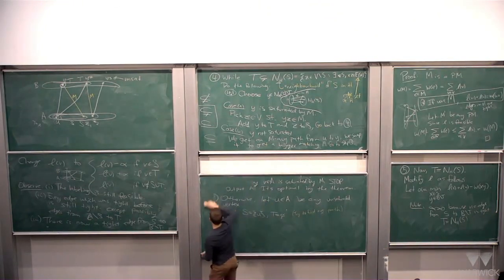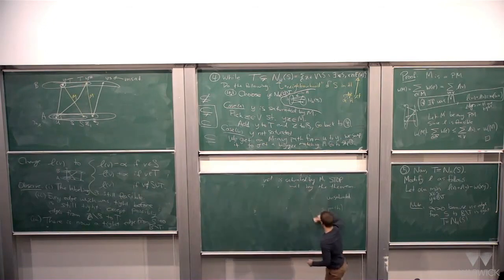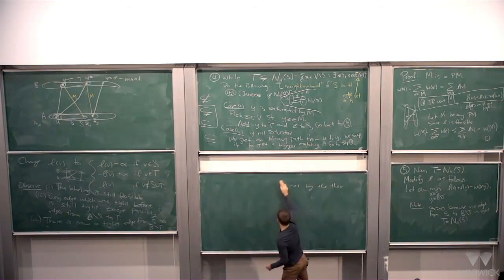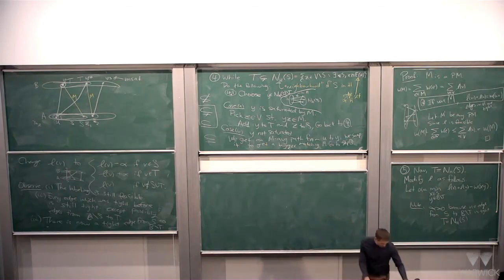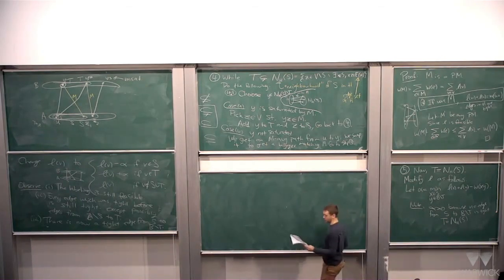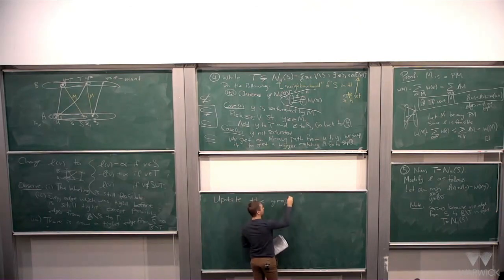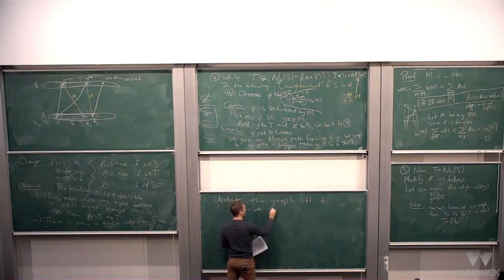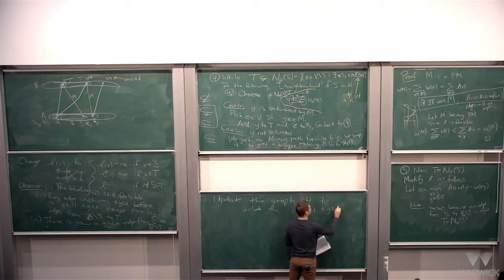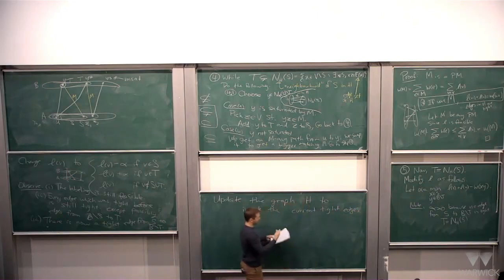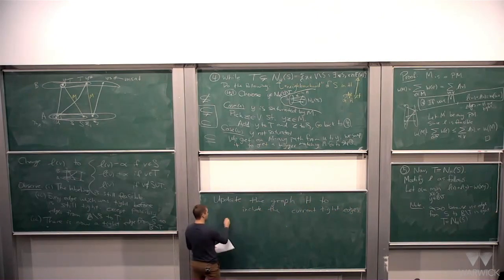Okay, I think we're 1 minute over time. So I'll just briefly say what you do at this point, because we are done with the algorithm, although I won't be able to explain completely how everything works now. What we do now is update the graph H to include the current tight edges, because the set of tight edges has changed now, and we go back to step 4.